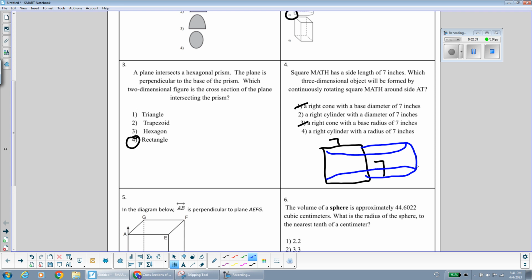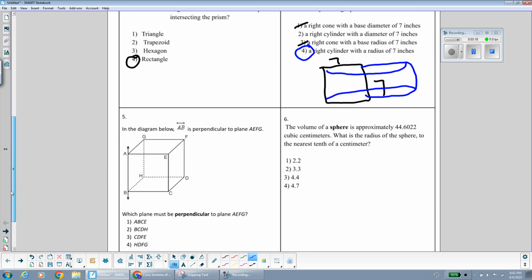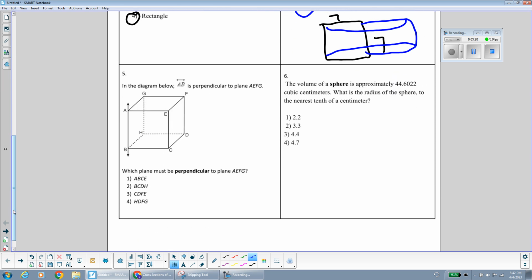I'm a terrible artist. I do apologize. But the important part is that we can see that the height is 7 and the radius is 7. So that would be answer choice 4. The radius is 7. The diameter would actually be 14. It would be 2 of those 7s together. Okay. I think people were overthinking this one way too much.